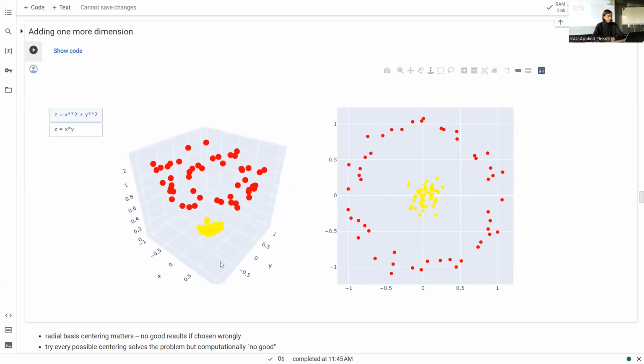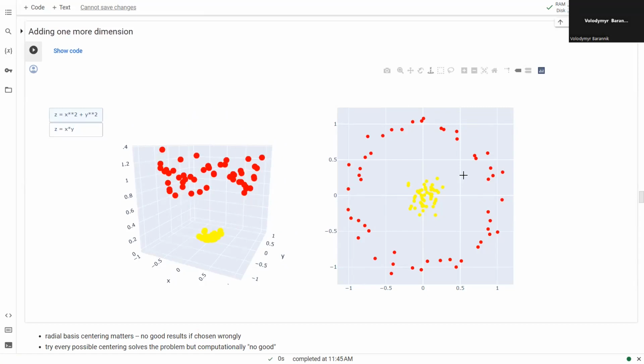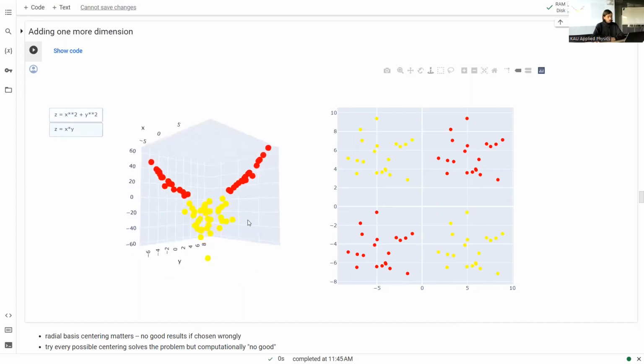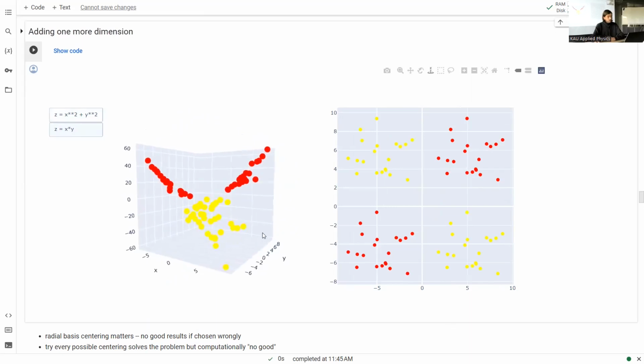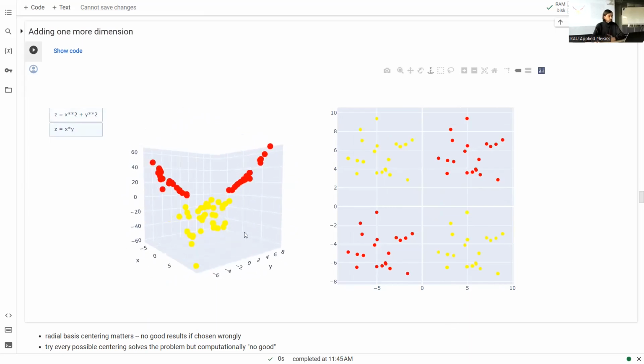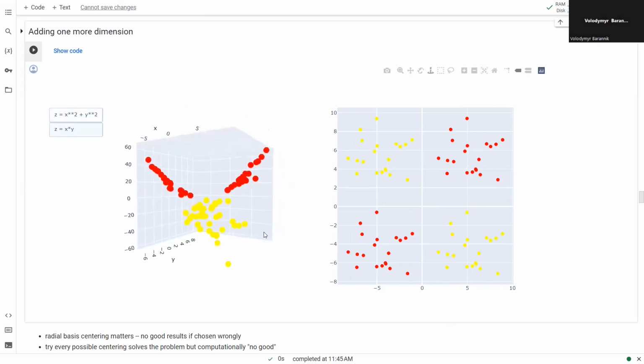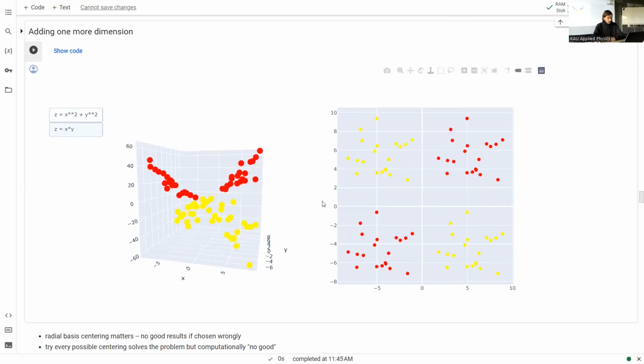Yes, it is. So now I can draw a plane and I can separate those points. And in this case, once again, I cannot draw any line in 2D to separate these two classes. It's not possible. But when I move to 3D and I set my third coordinate equal to x times y, I get this picture. Can I separate them? Yes, with the hyperplane. Yes, absolutely correct. So I can separate them.